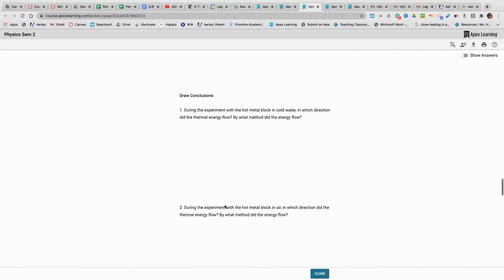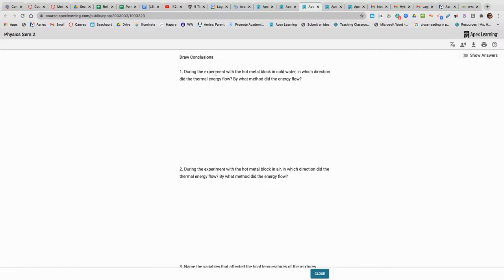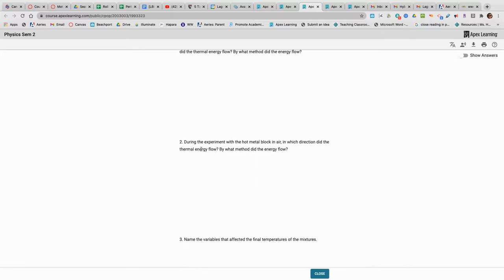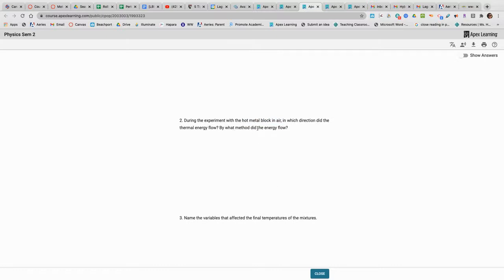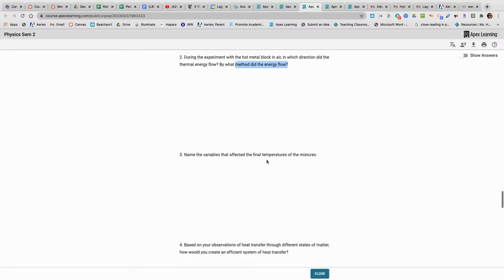All right, and then your conclusion questions. During the experiment with the hot metal block in cold water, in which direction did the thermal energy flow? From what to what? Did it go from the metal to the water or from the water to the metal? In which direction did the thermal energy flow in the metal to air? So tell me, did it go from metal to air or air to metal? And what method did the energy flow through?